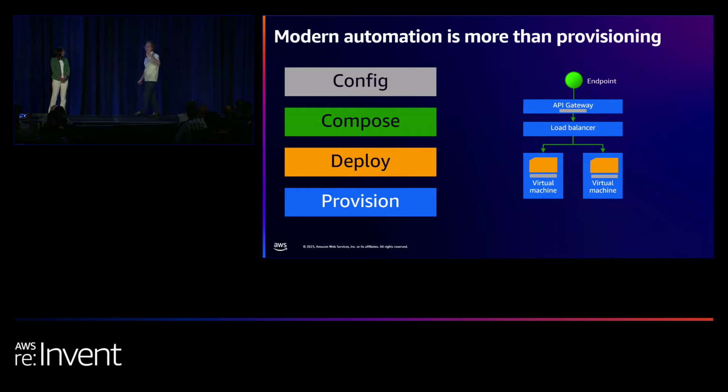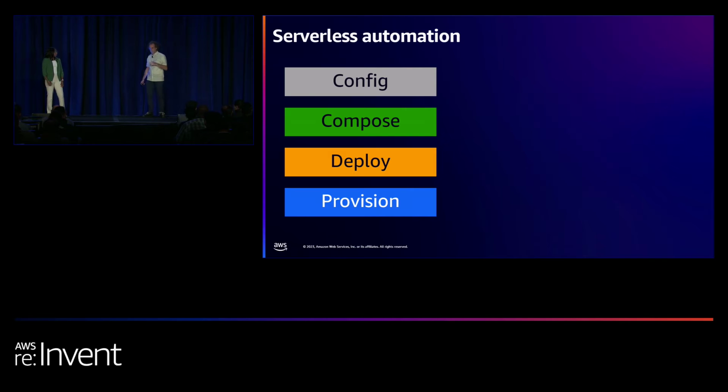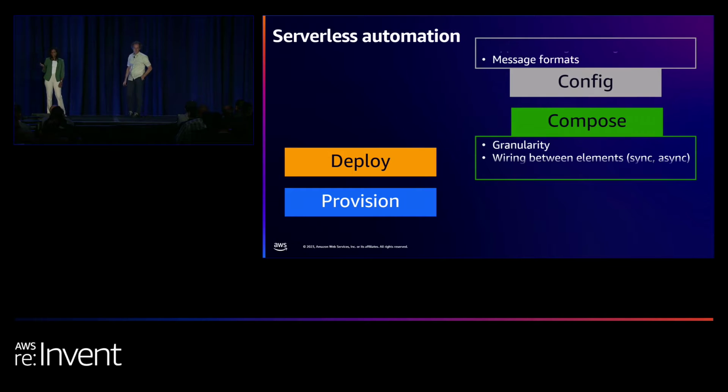And then last but not least, you surely have some configuration settings. You might have a primary and a secondary database. You might change logging levels, right? There's configuration on top as well. So when we talk about cloud automation, it's no longer just provisioning, but it really spans across all those 4 different aspects. And today we are talking about serverless applications.